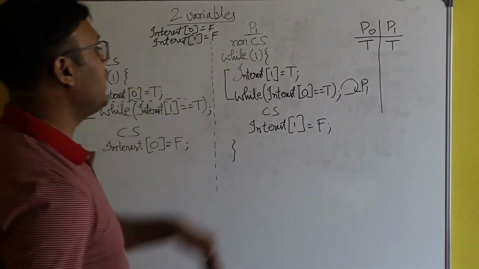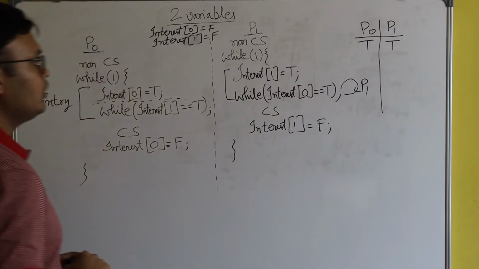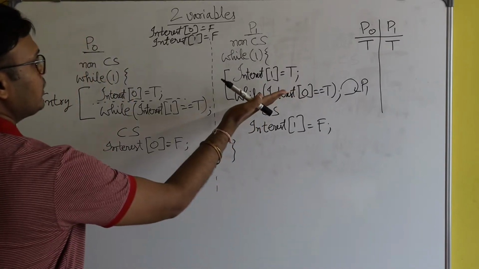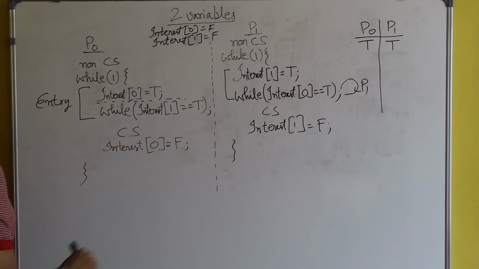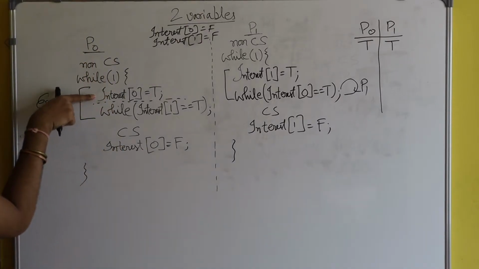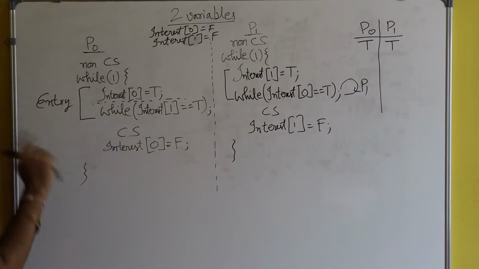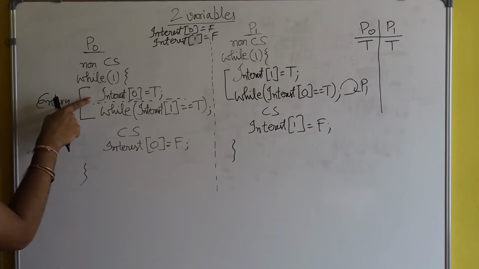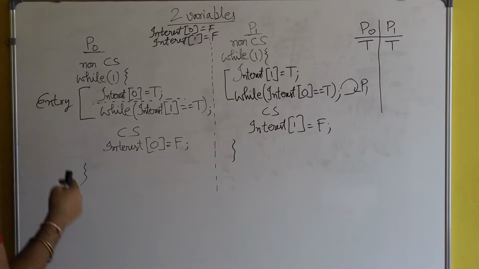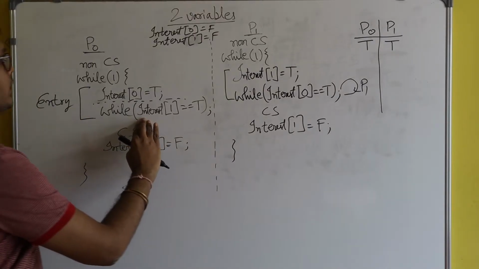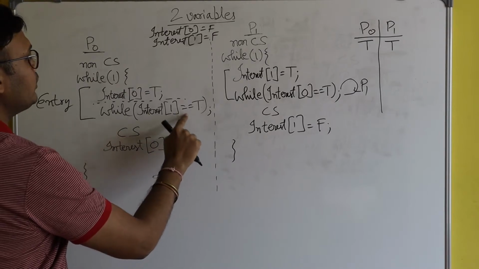Okay. P1 can't enter inside the critical section. Now suppose a CPU is given back to process P0. So process P0 has already executed this line, interest of 0 is equal to true. Now process P0 will execute this while loop. In the while loop, a condition is checked, interest 1 is equal to true.